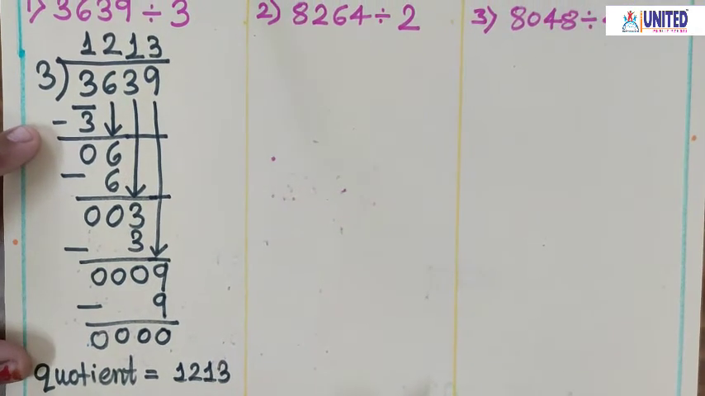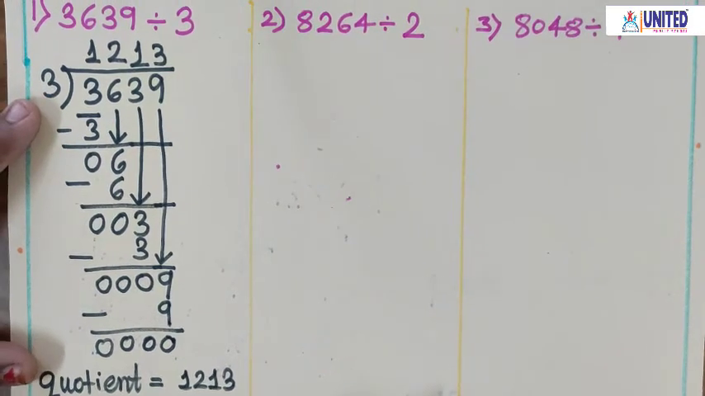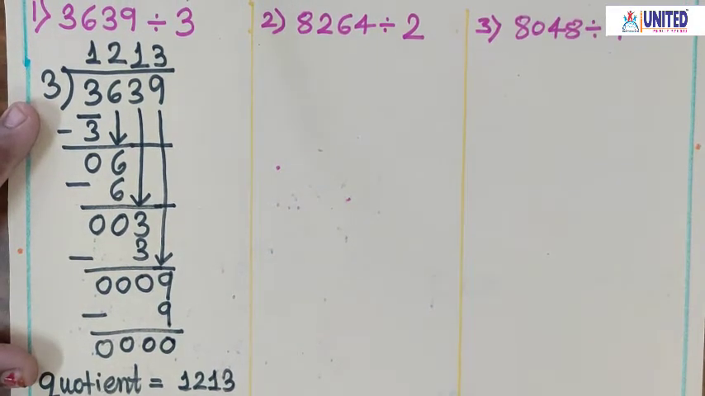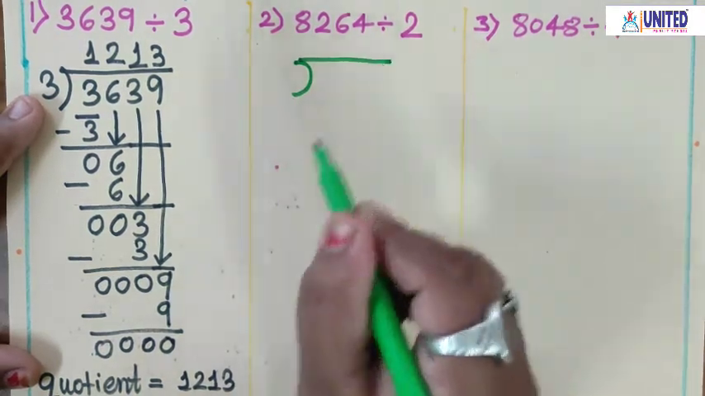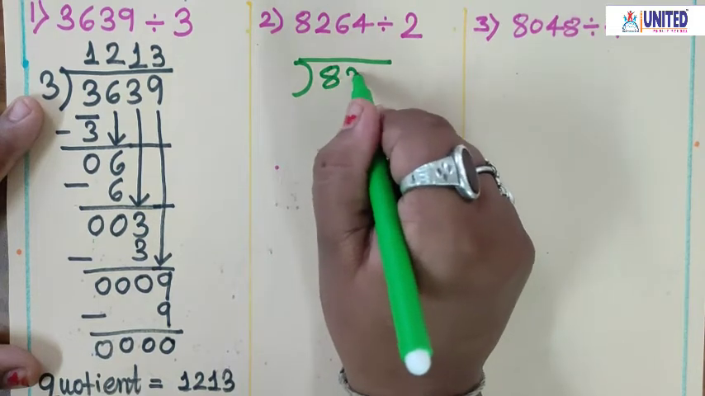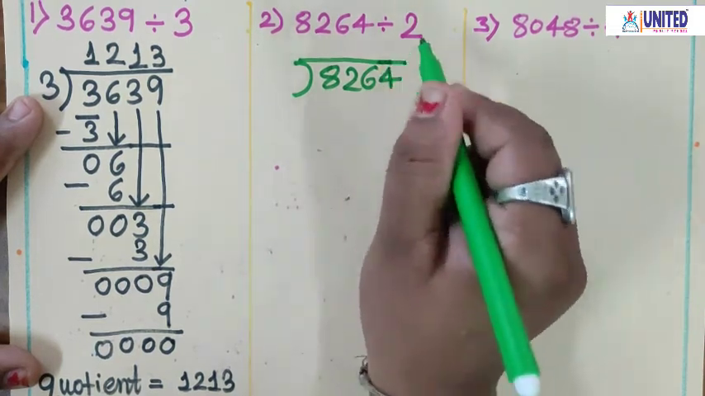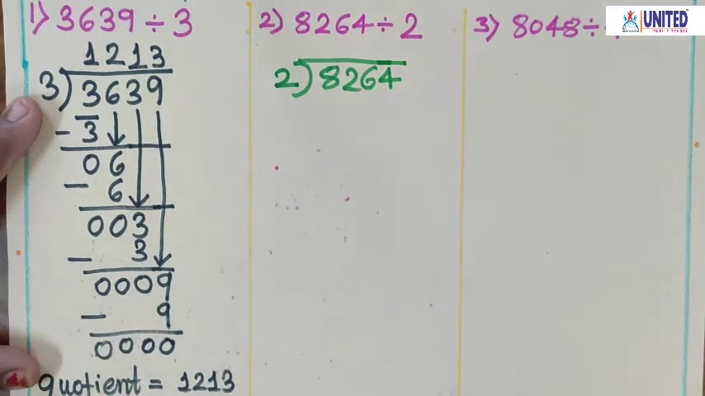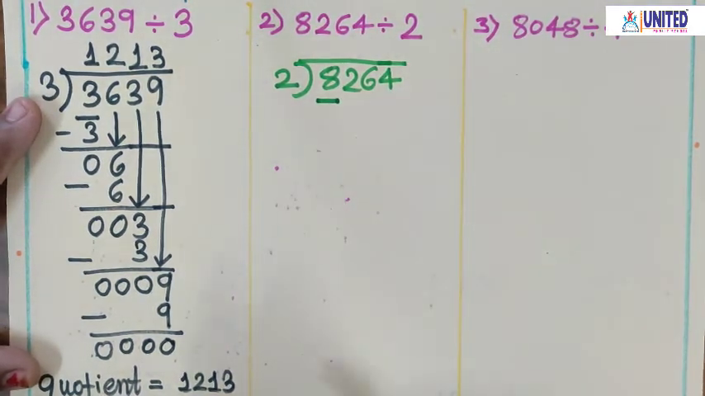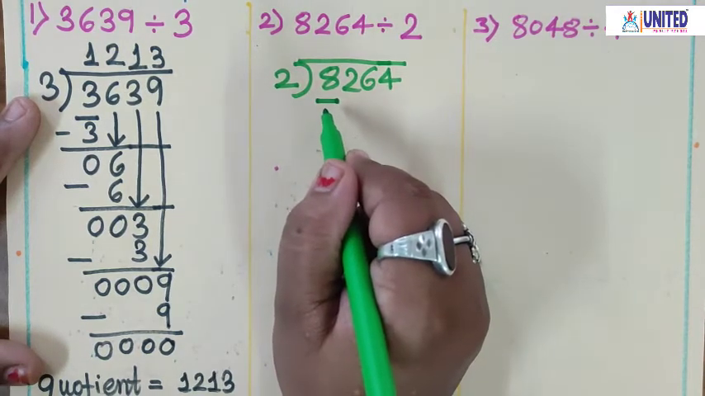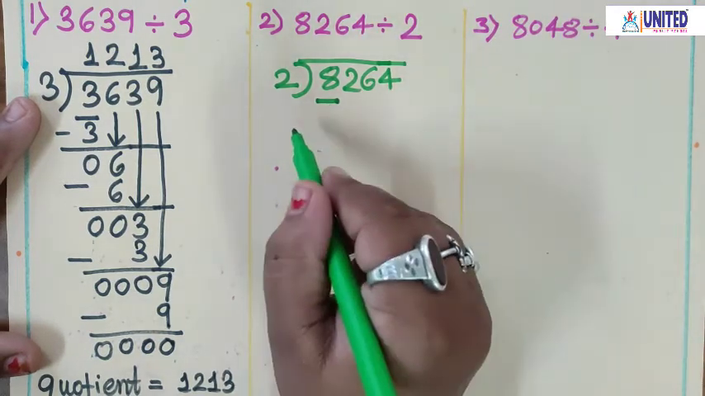Okay? Let's see. Next example. Example number 2. 8264 divide 2. Right? So let us see how we can solve it out. So first of all, again arrange into the long division sign. So here long division sign. The dividend is 8264. Divisor is 2. I can write outside. Okay. Now check the first number, that is the 8. So check 8 is greater than or equal to 2. It is greater than 2. So we can divide it.